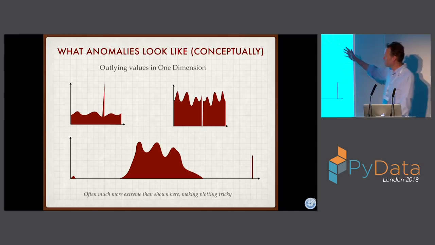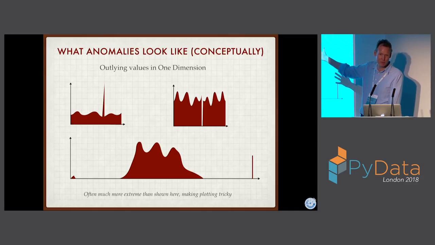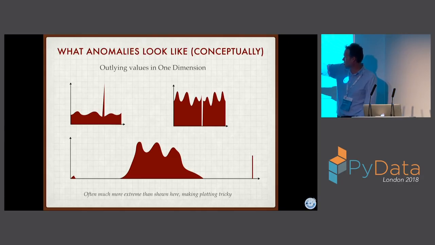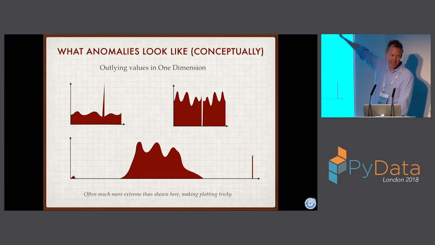All of these diagrams are much less extreme than they typically would be. In fact, when you see a typical spike like this that actually is an anomaly, what you really see is a completely flat line with a spike, because the scale of the thing is so enormous that you can't see the rest of the data.